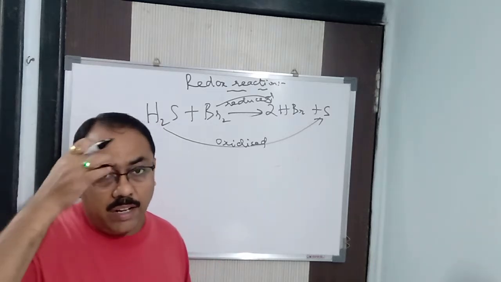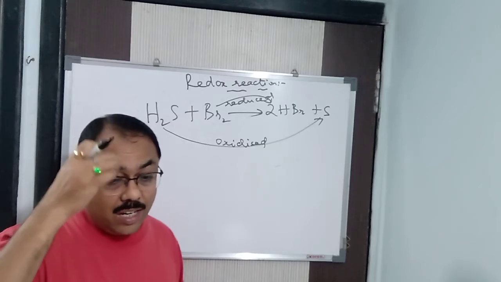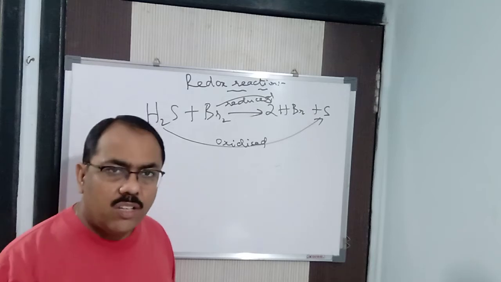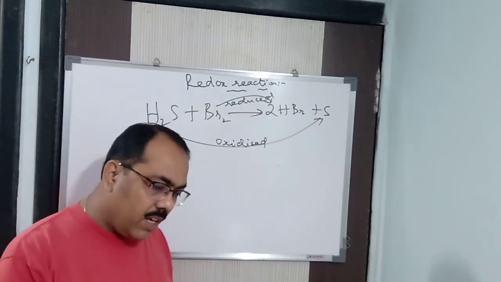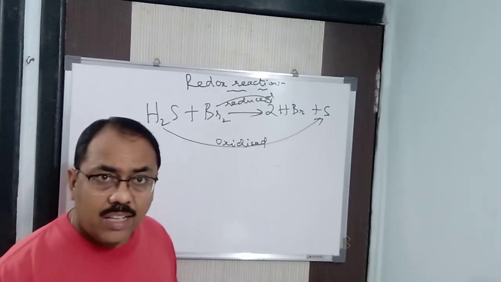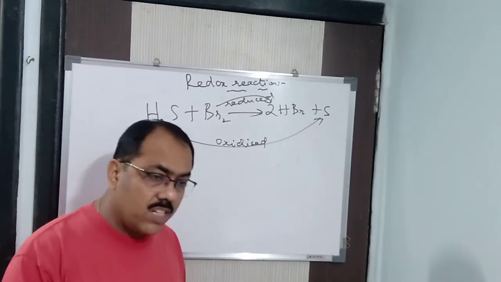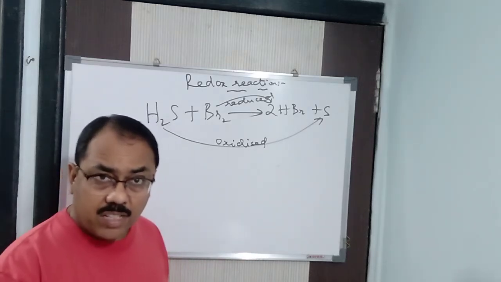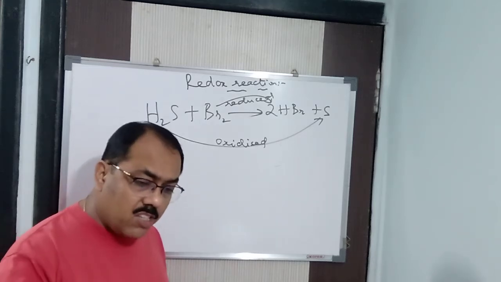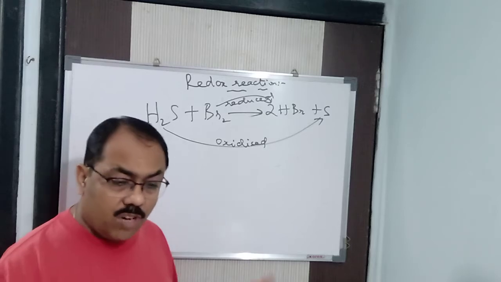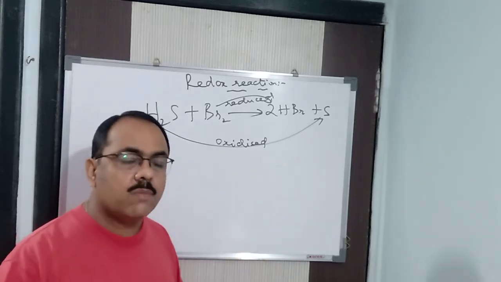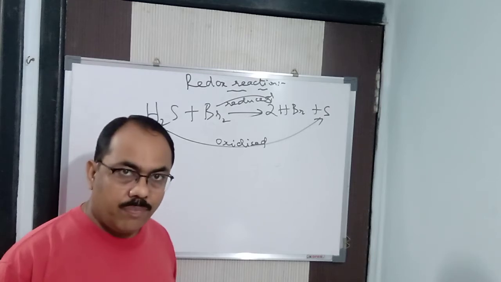In this way, redox reaction generally takes place side by side. If one is oxidized, the other has to be reduced. If a particular element is losing electrons, the other has to gain. Listen carefully: if there is a loss of electrons, it is oxidation. And if one is losing, the other has to gain. The one who is gaining, that is called reduction. So oxidation and reduction take place in this manner.